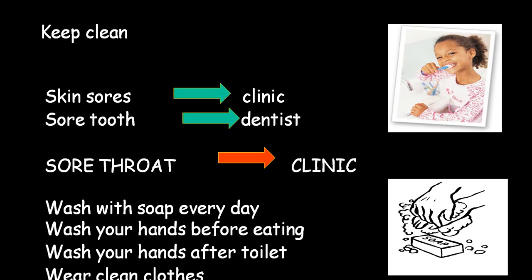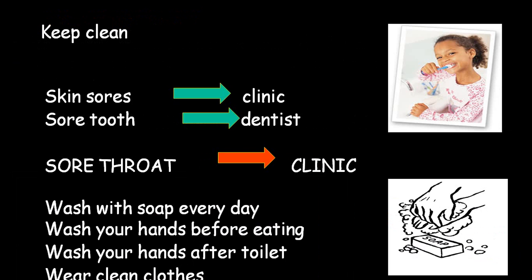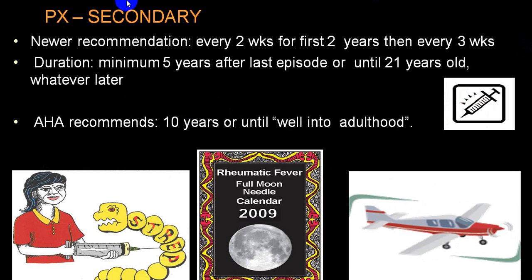So this is the primary prevention: skin care, sore throat treatment, wash your hands, clean properly, take all precautions so that you don't get streptococcal infections. And regularly at 21 days interval you must take Penidure, and that is for secondary prevention every 21 days.